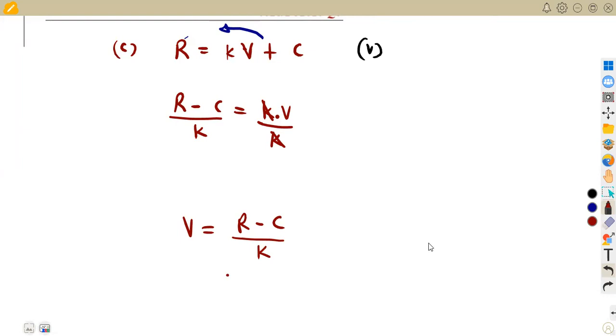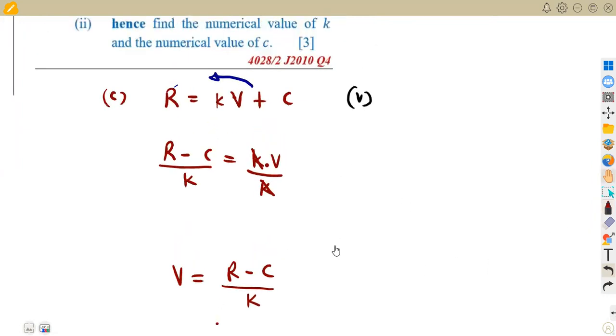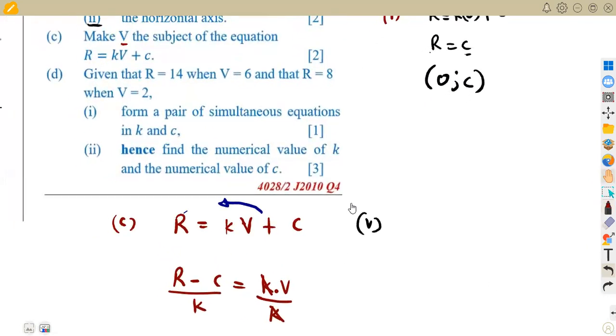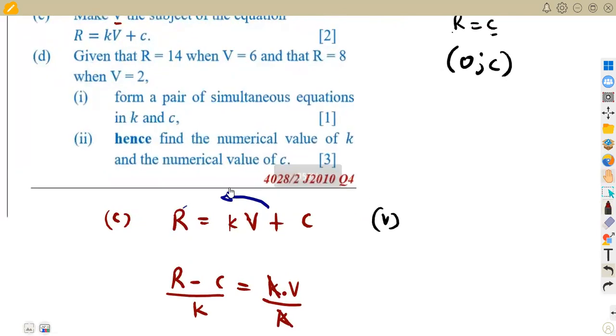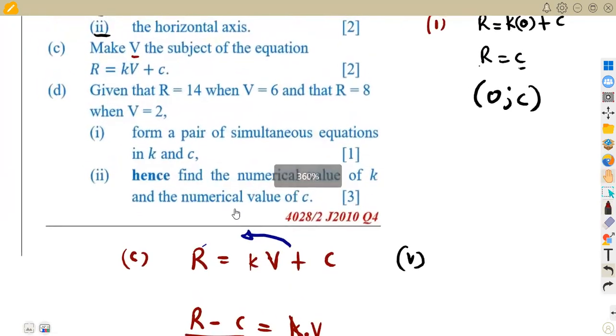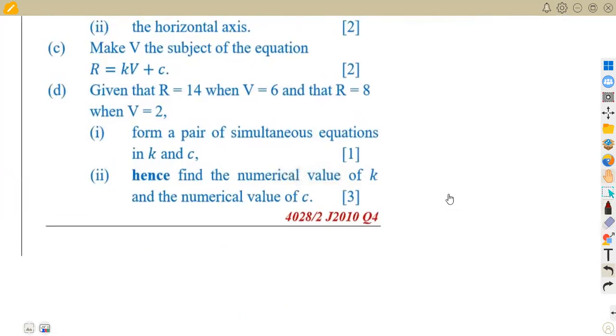That is it. We are done. So that is how the question was supposed to be. And we are now given again on this part here, given that, all right, so this is not important. Let us take our part here.